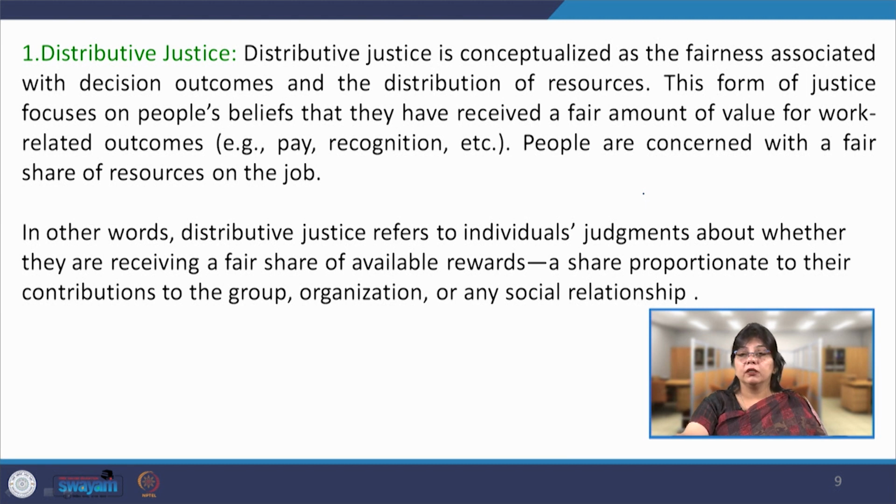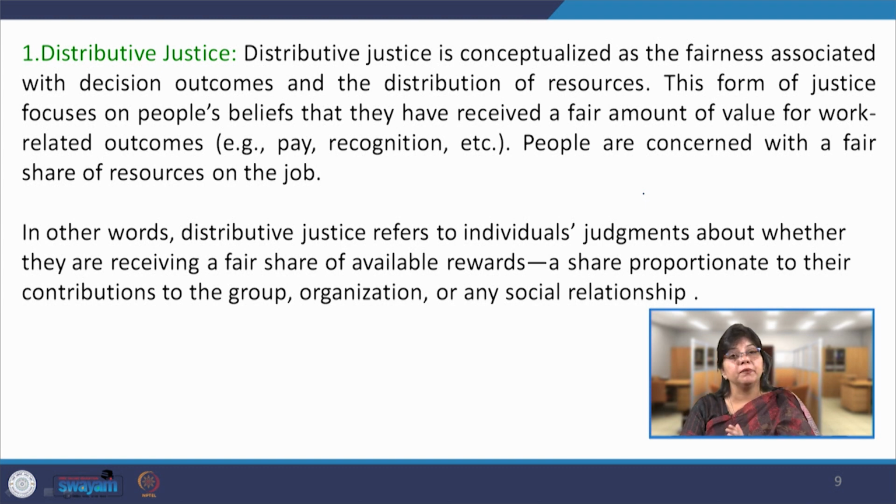Real input is leading to a proportionate outcome, and this outcome is in the form of pay or promotion, and people are concerned with a fair share of resources on the job. In any high risk profile job, when the person takes the risk to perform the task, how that risk behavior is rewarded by the higher authority is actually distributive justice. So, there has to be an appropriate proportion between input and outcome.